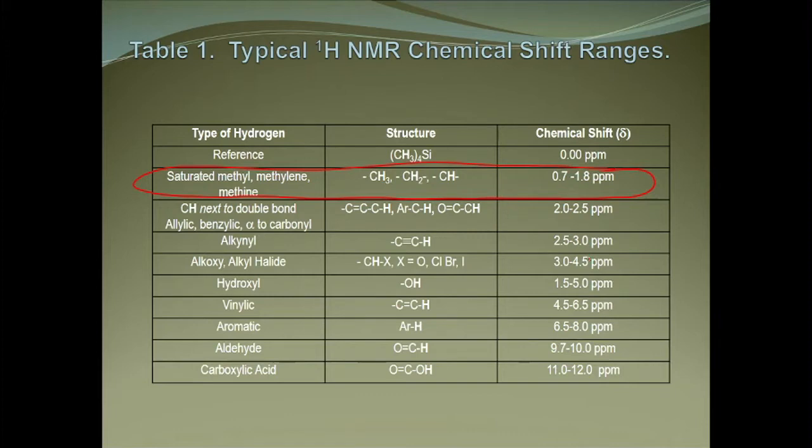The other region is 3 to 4.5 ppm. This is the region where we find hydrogens that are bonded to the same carbon as an electronegative atom. So alkoxy, this was relevant with the alcohols, but also alkyl halides, which is relevant to today's experiment. So the hydrogen on the same carbon as the bromine is going to show up at around 3 to 4.5 ppm, so we can identify that using the chemical shift.